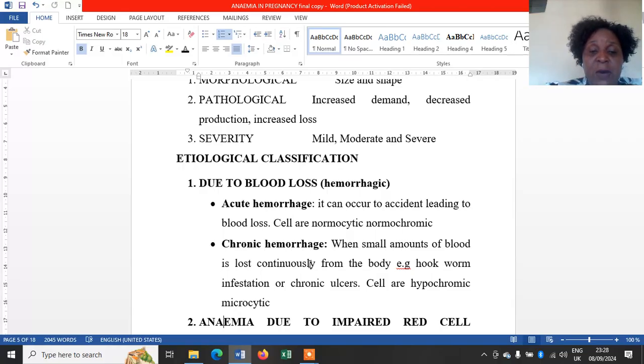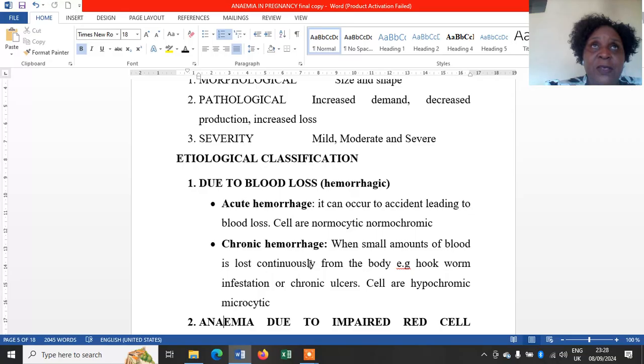And when I go back to acute hemorrhage, we said we also classify the red blood cells on how they look, that is, their size and shape. So for acute hemorrhage, the cells are normocytic and normochromic. What does it mean? That these cells are very normal when you look into the microscope. They have the normal shape and the normal color. Normal shape is normocytic, normal color is normochromic.